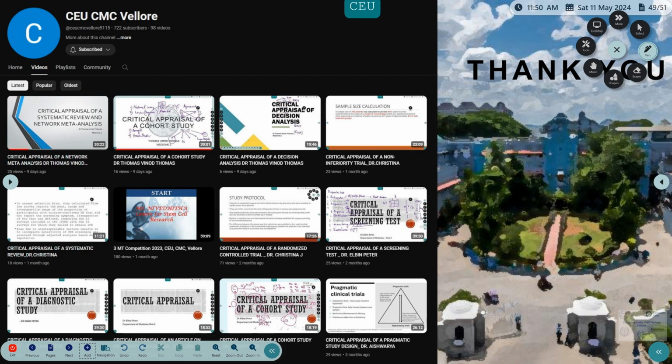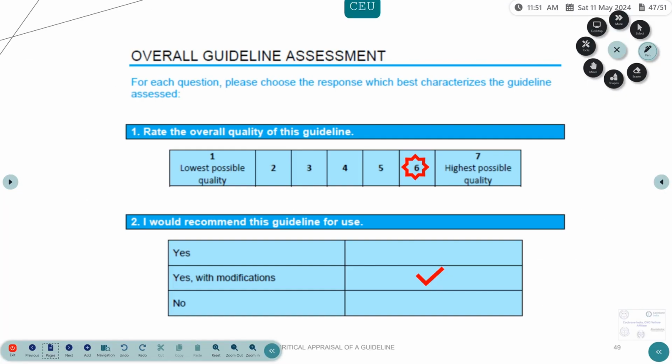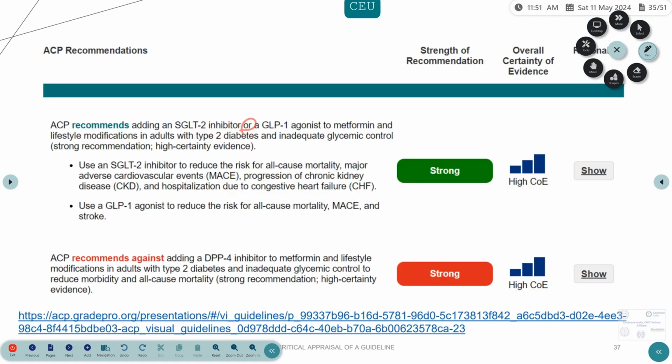Let me just ask a few questions. When you are reading a guideline, how do you see the recommendations usually written? You have read some guidelines. How are they written? Okay, there is a statement. What does that statement show?